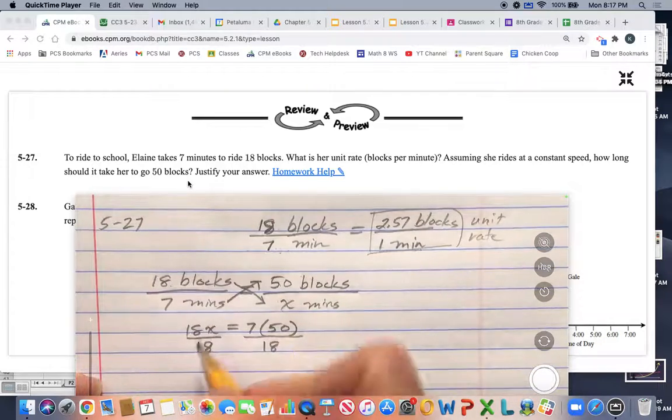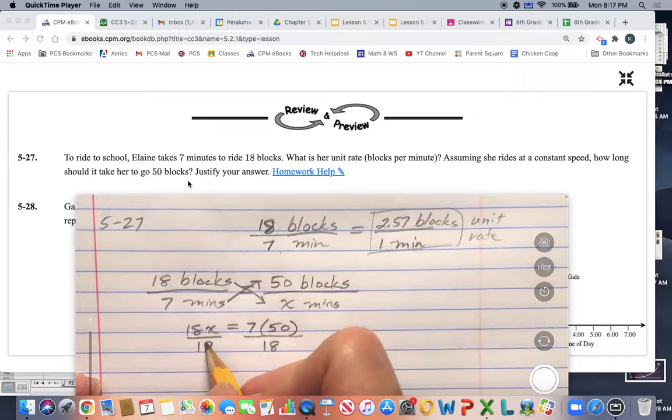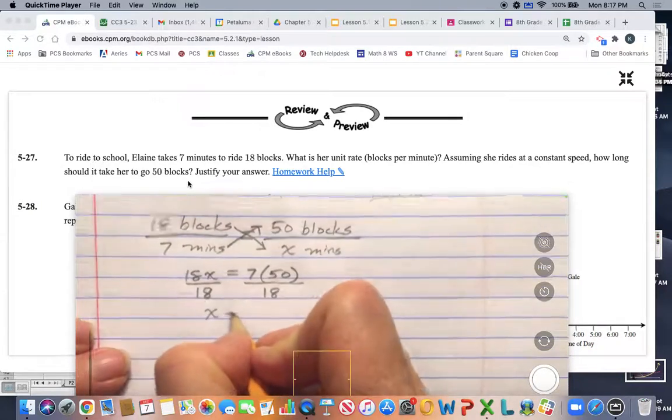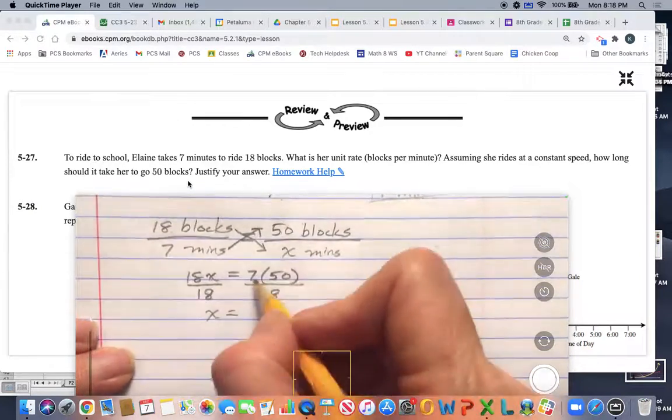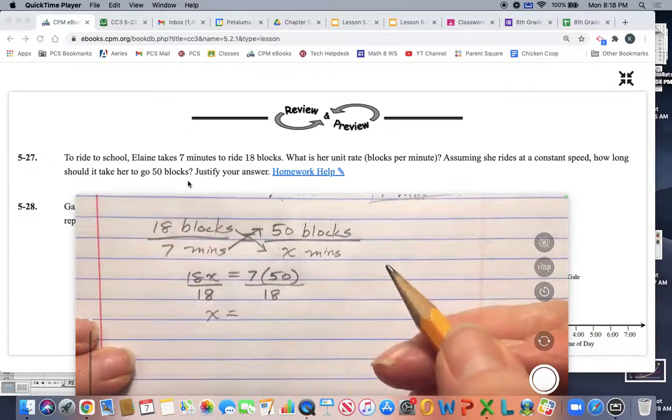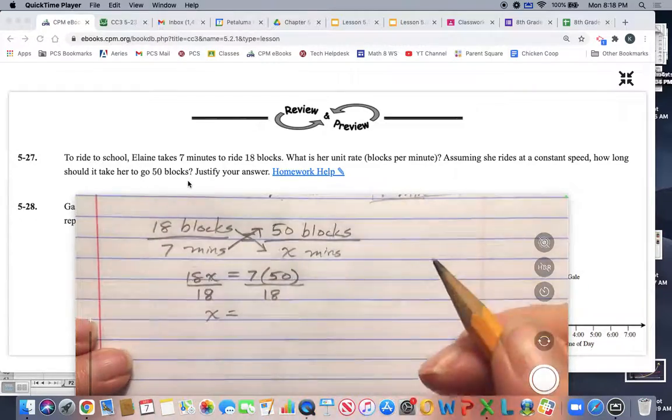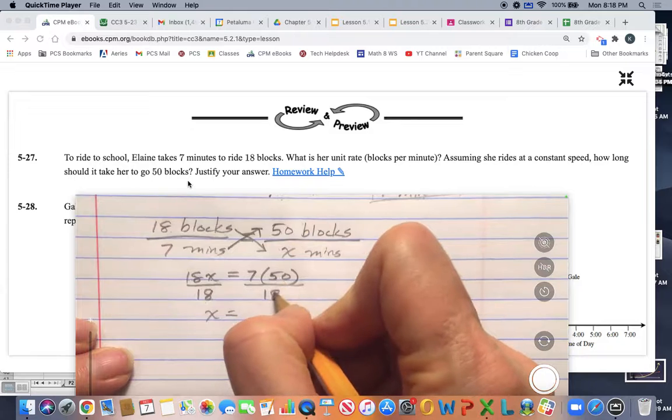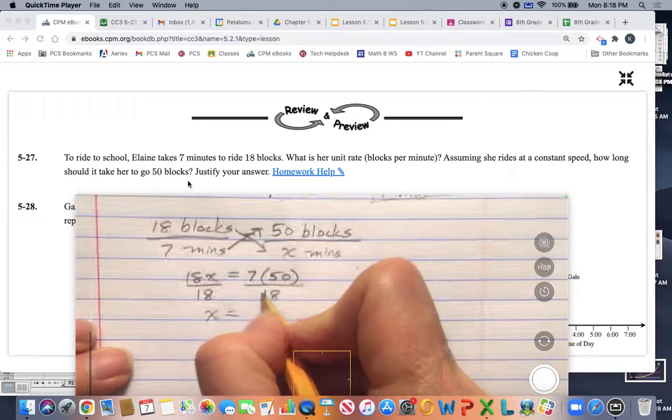Okay, and then once on this side, we've got 18 over 18, which is really equal to 1, and 1 times x is just plain x. And over on this side, well, we could multiply 7 times 50 and then divide 18 into it, but those are big numbers. So I think I'm going to do a little canceling.